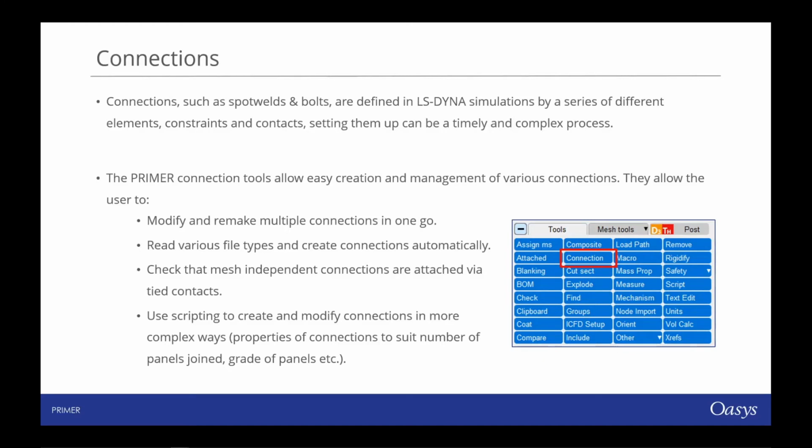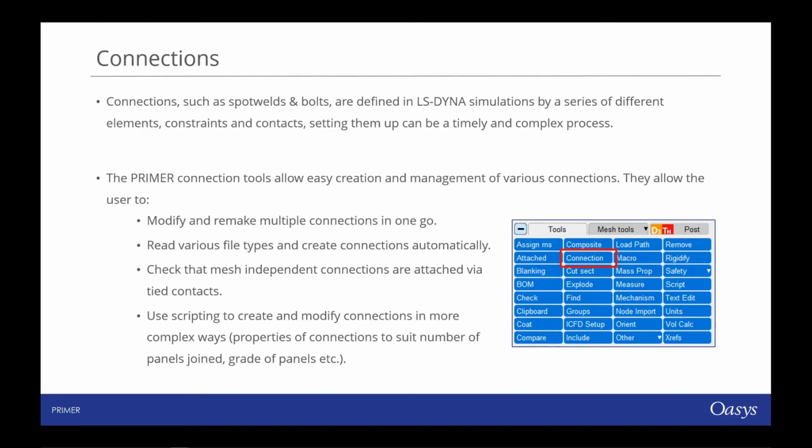So connections such as spot welds and bolts are defined in LS-DYNA simulations by a series of different elements, constraints and contacts, and that's dependent upon the connection type you're trying to simulate. So setting them up can be a timely and complex process, especially if, for example, you have a body in white which may contain over 1,000 spot welds. It's no easy feat to set them up.